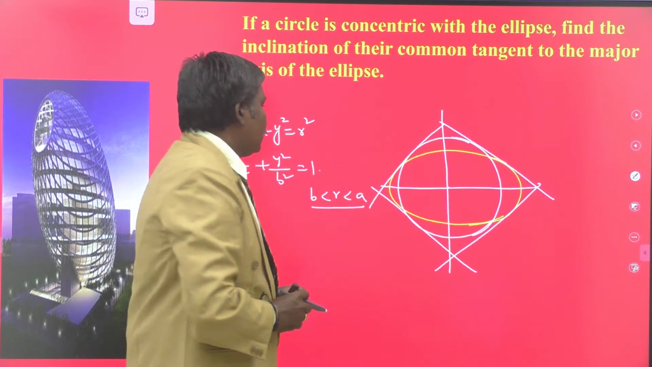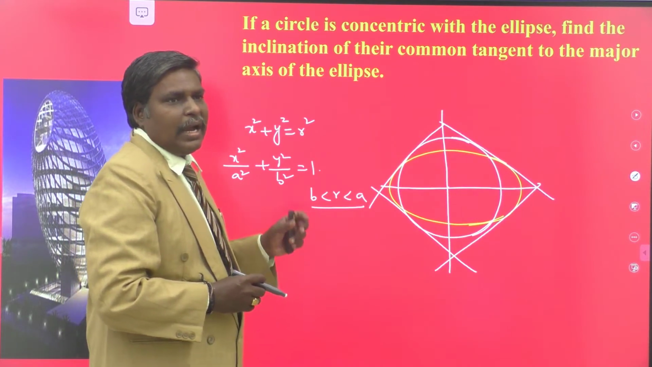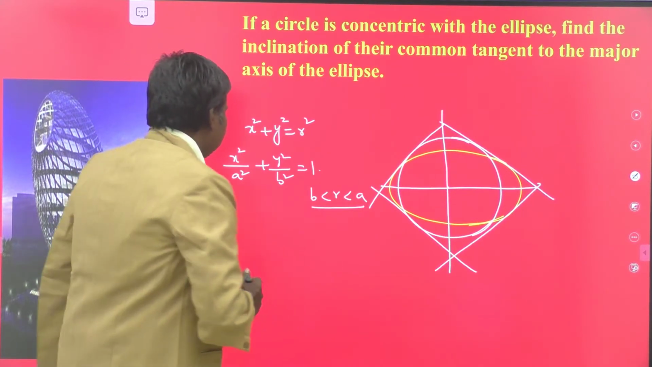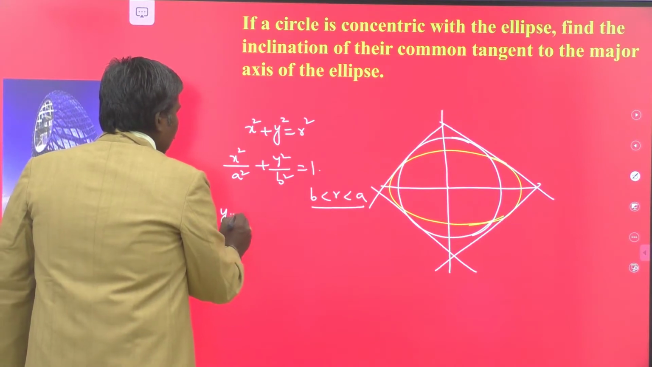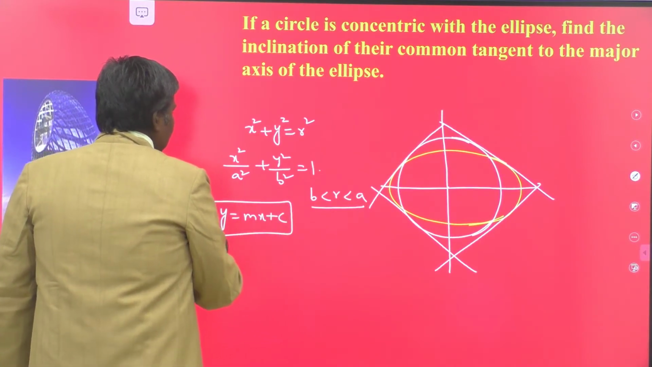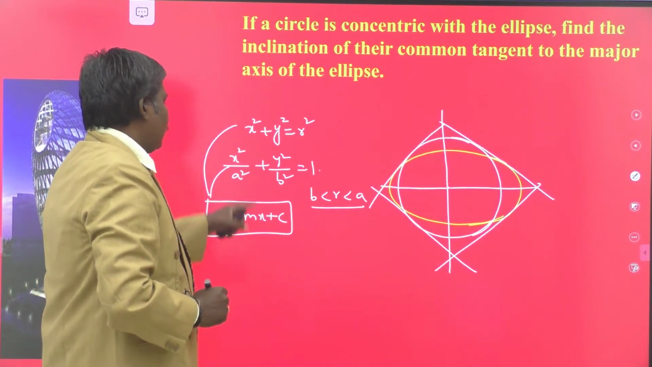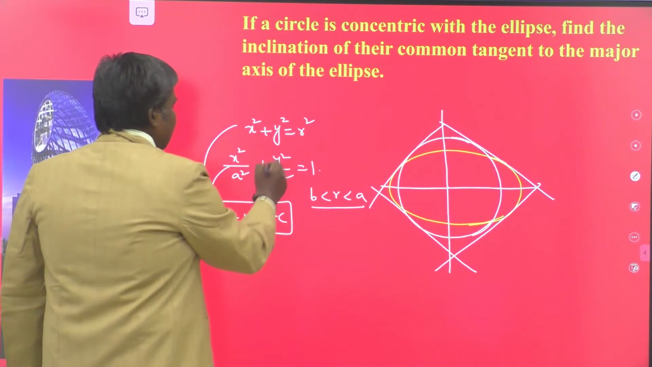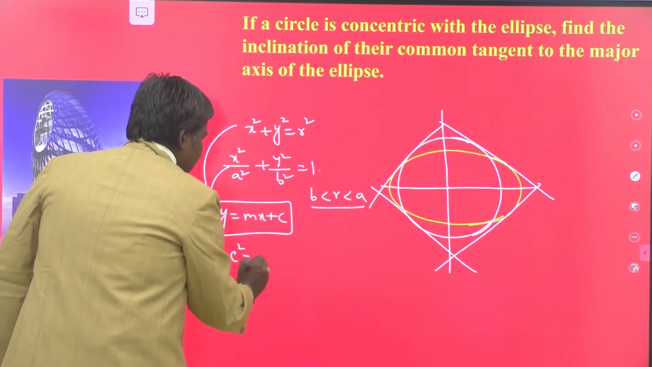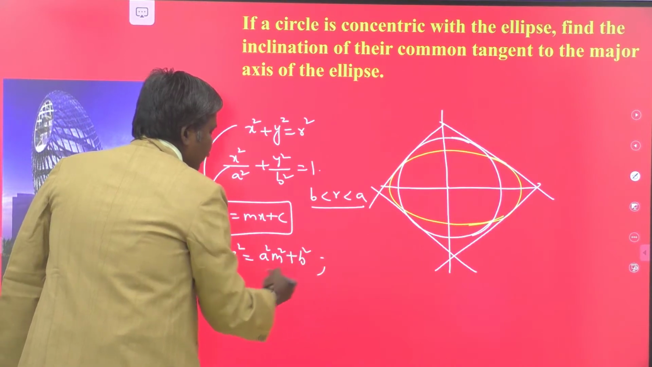At that time we have to find out the inclination. Am I correct or not? So first of all we write the equation of common tangent and then find the inclination. Suppose y equal to mx plus c is common tangent to our both curves. Therefore we have the conditions. If it is tangent to our ellipse, what is the condition? c square is equals to a square m square plus b square.